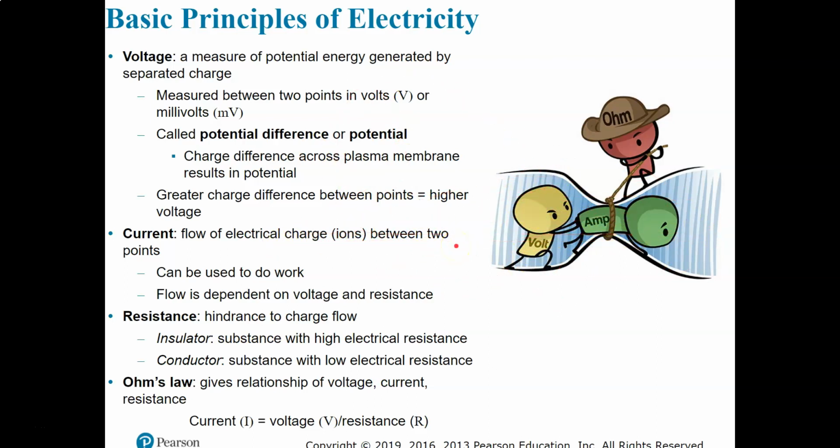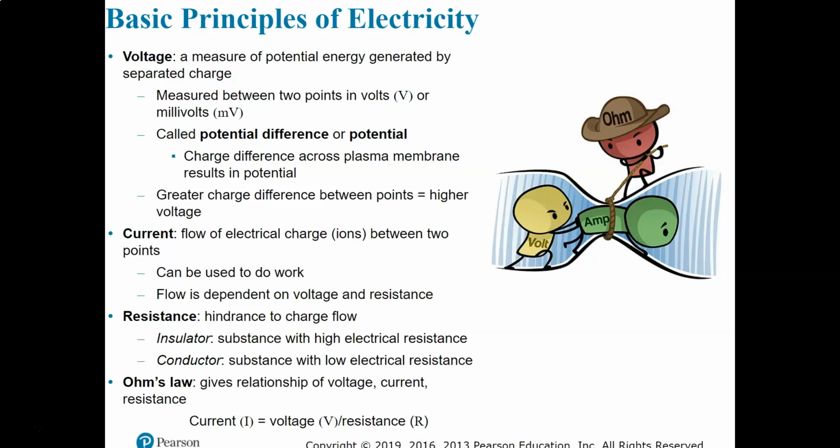The amount of charged particles that move is called current. So current is the actual flow of electrical charge between 2 points. In the case of our membrane potential, current literally means that ions move across the membrane through ion channels. So when we say current or flow, that's going to be the actual moving of ions like sodium and potassium across the cell membrane.